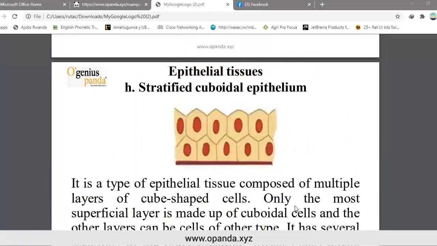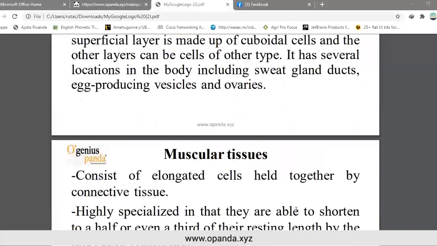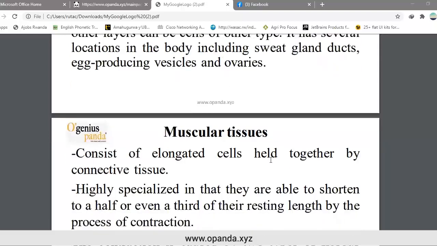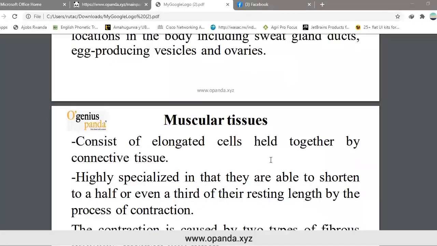Now we are finished with epithelial tissues. Now we continue with muscular tissues, muscles. They consist of elongated cells held together by connective tissue. Highly specialized in that they are able to shorten to a half or even a third of their resting length by the process of contraction.